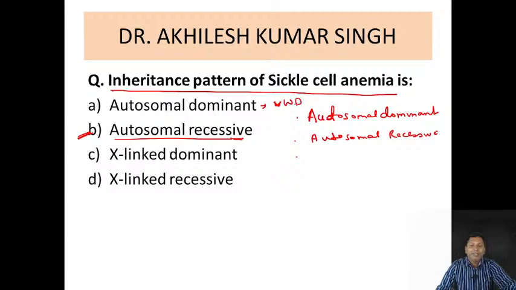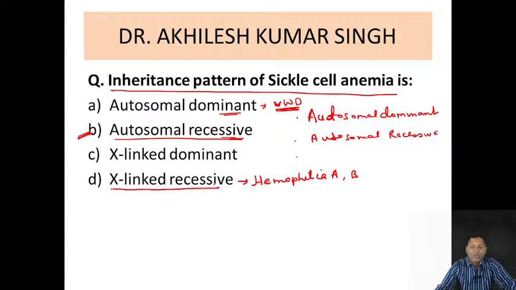So this is an example of an autosomal dominant disease. Von Willebrand disease is asked in the exam, right? So it is autosomal dominant. Sickle cell anemia is an example of autosomal recessive. For X-linked recessive, hemophilia is the example. Whether it is hemophilia A or hemophilia B, they are both X-linked recessive, right?